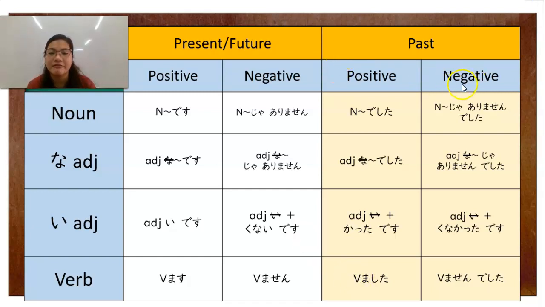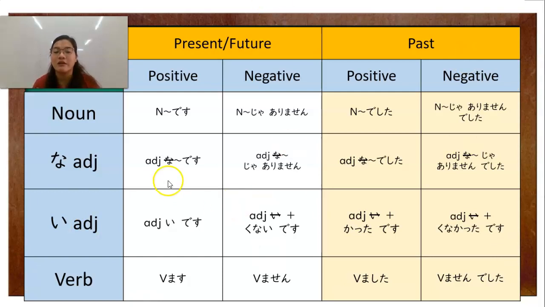Next is the negative past. Noun ja arimasen deshita. The same with the na adjective, you just add ja arimasen deshita. But in the i adjective, you omit the i, add kunakatta desu. Again, you omit the i, you add kunakatta desu. And for the last, the verb is verb masen deshita.